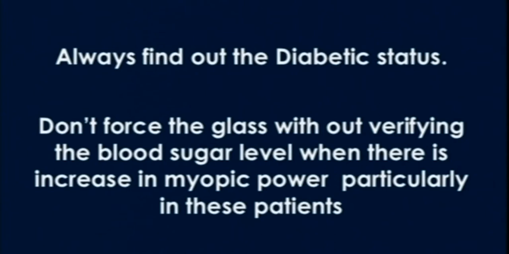And in myopia patients, one more important aspect, everyone knows that. When blood sugar level increases, the myopic status also increases. That's why, in the case of diabetic patients, if there is a sudden increase of myopic status, better to rule out blood sugar first, then decrease the blood sugar, and prescribe the glasses when the patient becomes normal. Otherwise, don't prescribe. Otherwise, you'll cut a sorry figure in front of the patient.